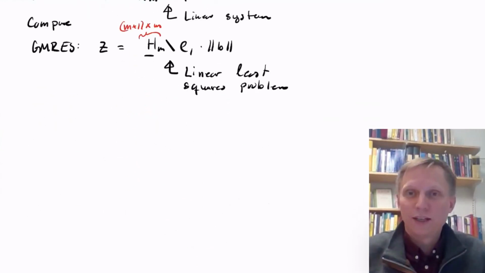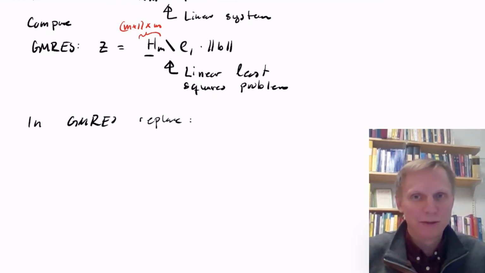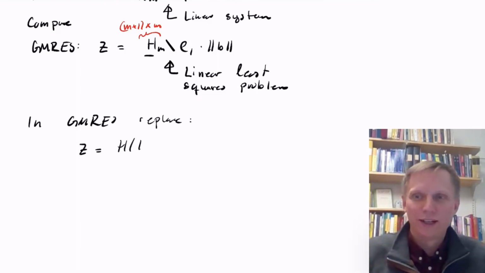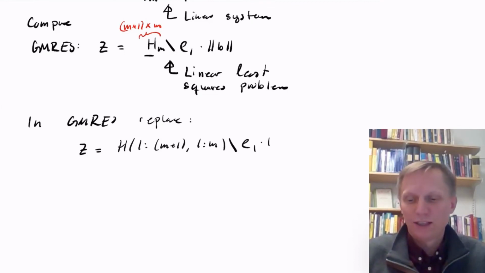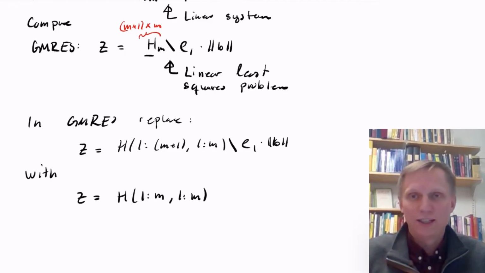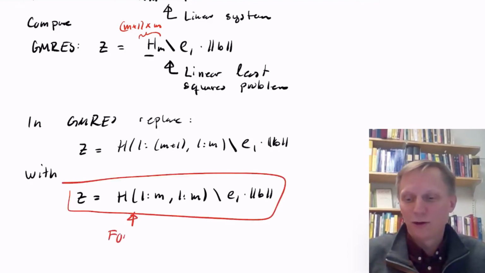To get a FOM implementation given a GMRES implementation, you only have to change one line of code, and that is to replace how we compute the z vector. And since the backslash operator solves the linear least squares problem and also a linear system, the code will only be modified in a very subtle way.